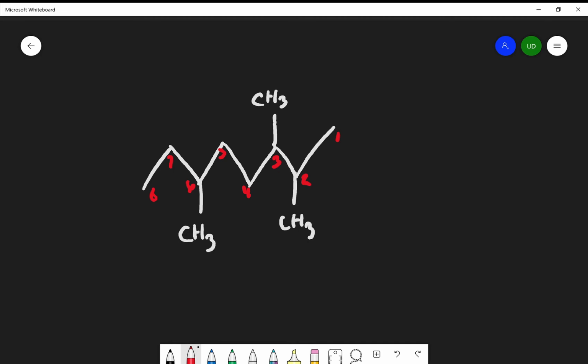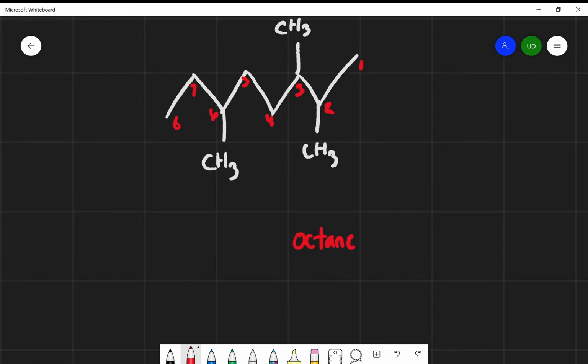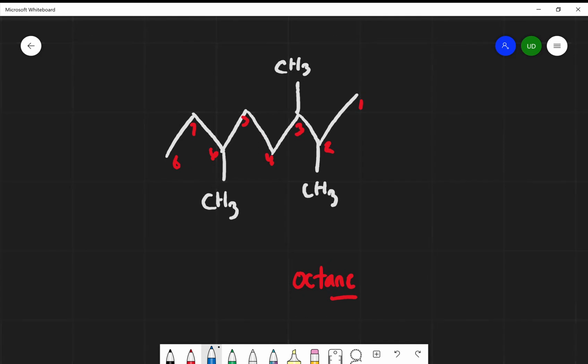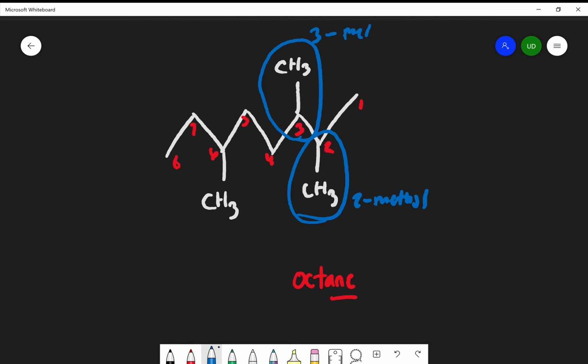So since we have 8, our parent group is what? Octane. Again, there are no functional groups, so this stays the way it is. So now circle the substituents. We've got 1 on carbon number 2, and this one would be 2-methyl because there's only 1 carbon present. Same goes for carbon number 3, so it'd be 3-methyl. Number 6 is the same, 6-methyl.